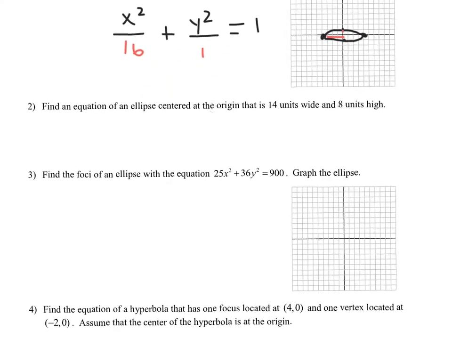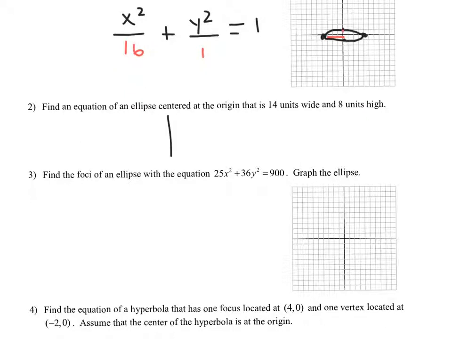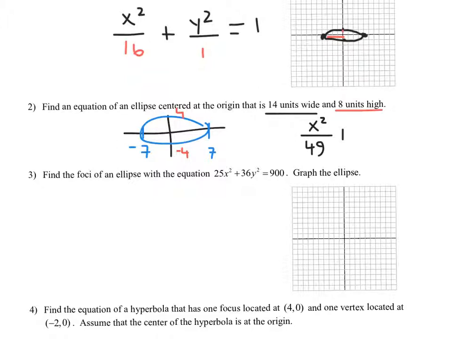Okay, number 2, find the equation of ellipse centered at the origin that is 14 units wide. So if it's 14 units wide, that means that this is going to be 7 and this is going to be negative 7. And if it's 8 units high, this is going to be 4, this is going to be negative 4. So my equation is going to be x squared over 7 squared, which is 49, plus y squared over 4 squared, which is 16, equals 1.